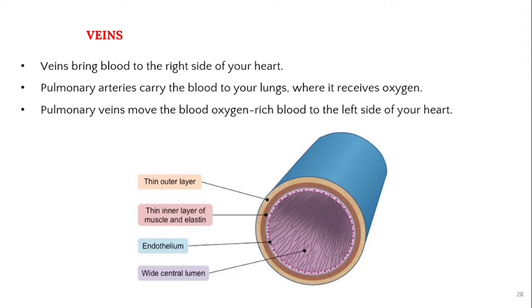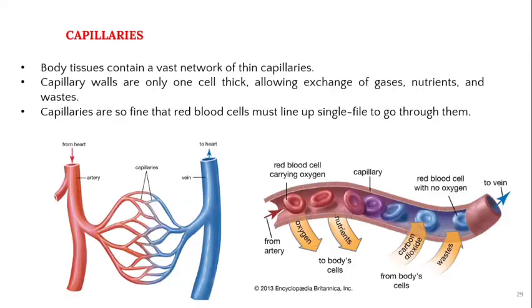So here we can see a picture of a vein. It has a thin outer layer, then a thin inner layer of muscle and elastin, the endothelium, and also the wide central lumen is shown in the picture.